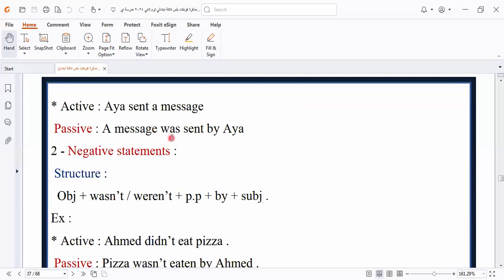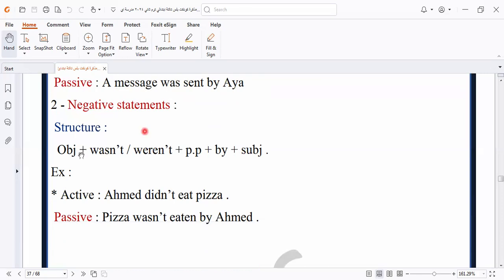I would like you to pay attention, grade 3, when you are answering in the exam. If it comes as messages, plural, you put were, and if it's singular, you put was. You must see if the object is singular or plural. Before you put is or was or will, you must see what the object is. Is it singular or plural? Like message. Message is singular. If we say messages, it will be were. So a message was sent by Aya.